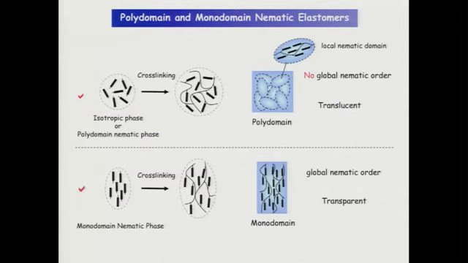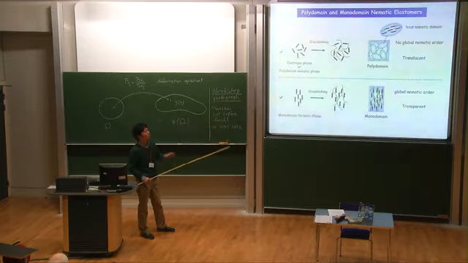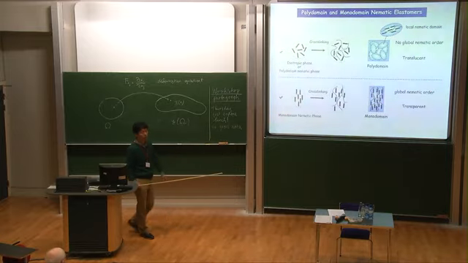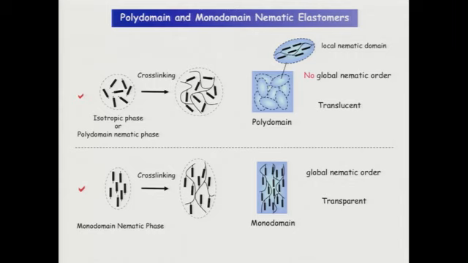So an important classification is a type of orientations, so the polydomain or monodomains. So as you know, a polydomain is composed of the randomly oriented domains. So they have no global nematic order, and the appearance is translucent. And the other one is a monodomain. They have a global nematic order, and the appearance is transparent.